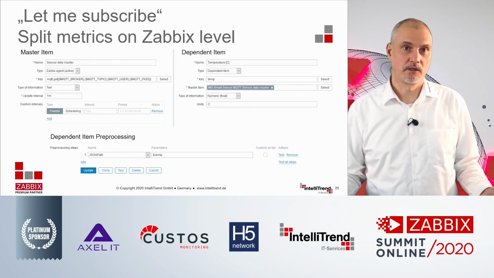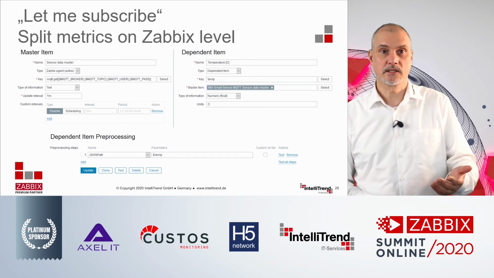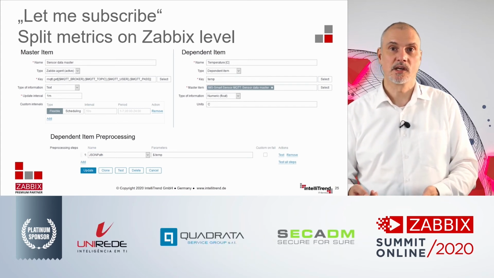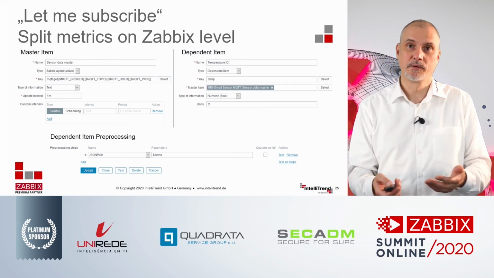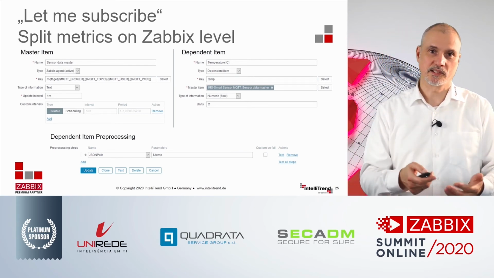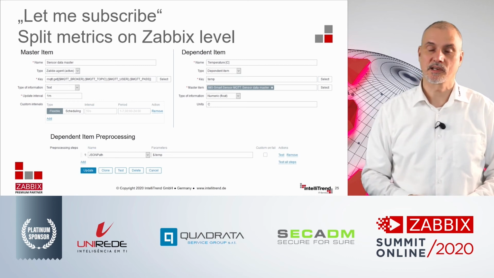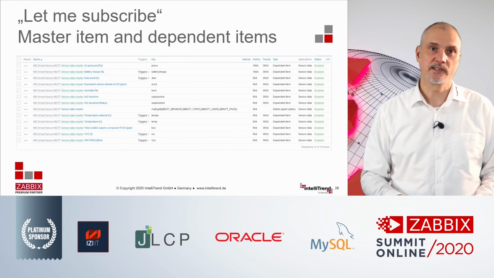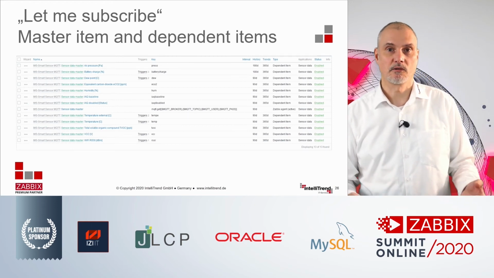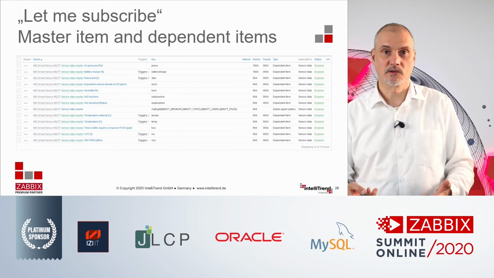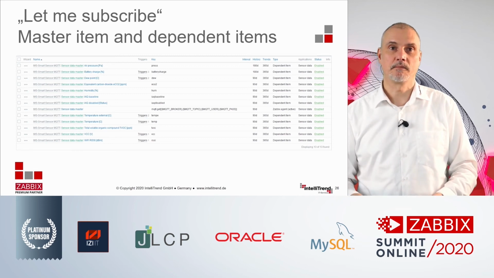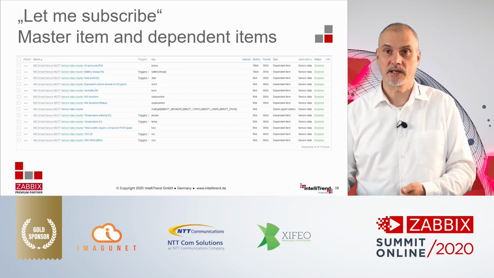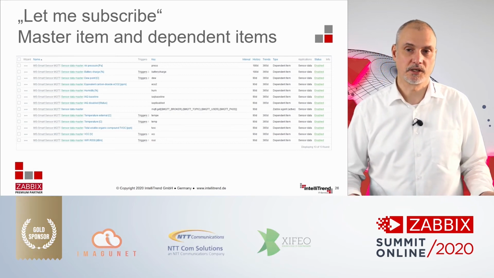So the rest is pretty much straightforward. We have a master item, which is our MQTT get item. Then we define several dependent items. And for each dependent item, we define our preprocessing. We do the preprocessing with the JSON preprocessor in this case, extract the values, and we are set. So have a look here, please. This is how the master item and all of the dependent items look like. And remember, every time the master item gets an update, all of the dependent items also get an update, which is built-in functionality in Zabbix.